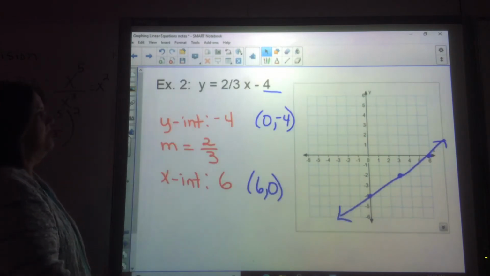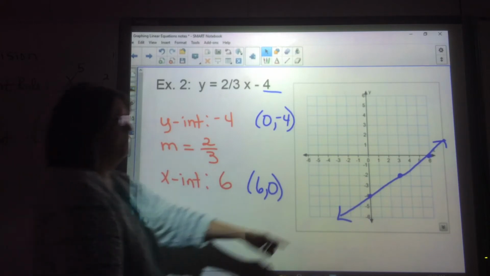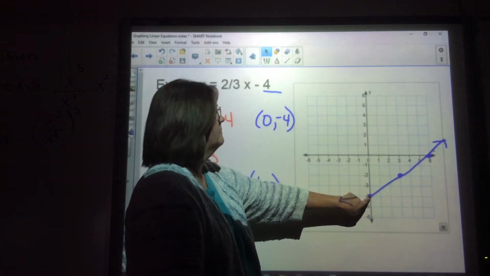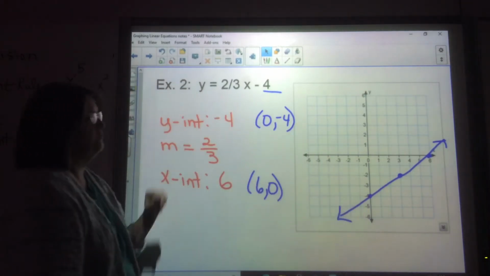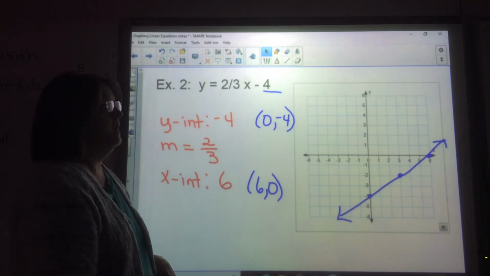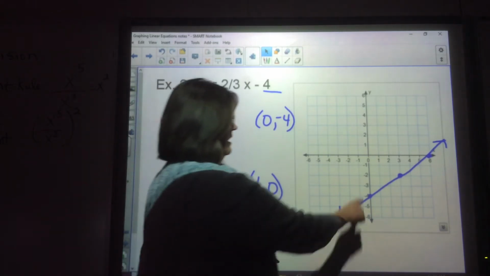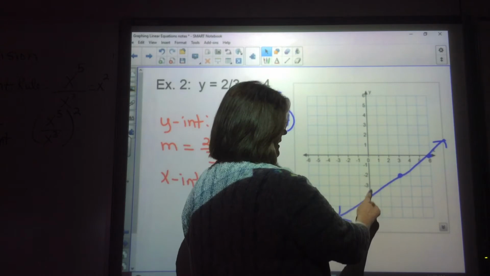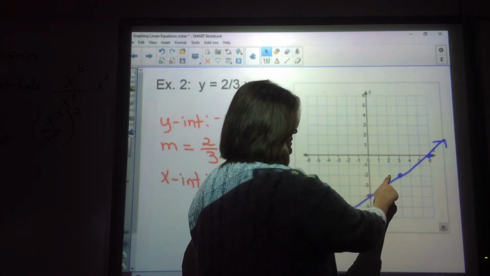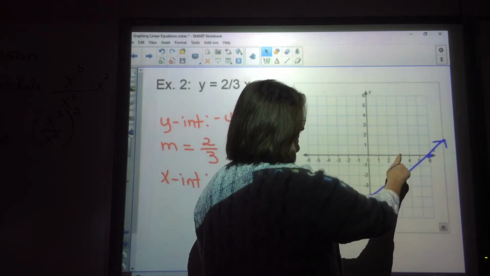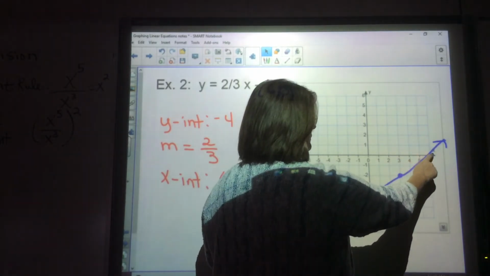All right, now I have 2/3 x minus 4. I'm going to start with my y-intercept, which is -4. I'm going to put a point at -4. Then my slope is 2 over 3. It's positive, so I'm going up 2 to the right 3. Up 2 from this point, 1, 2, to the right 3, 1, 2, 3. Up 2, 1, 2, to the right 3, 1, 2, 3.